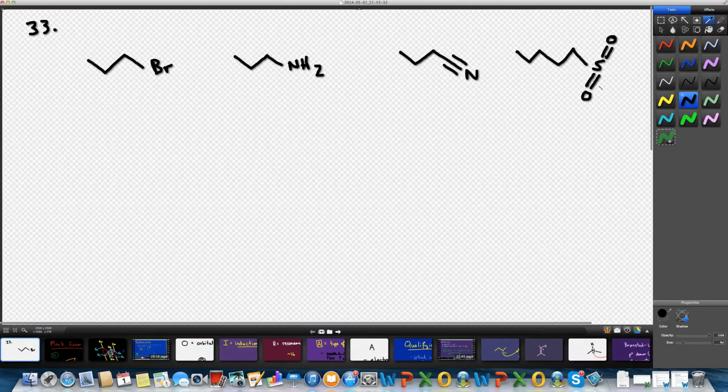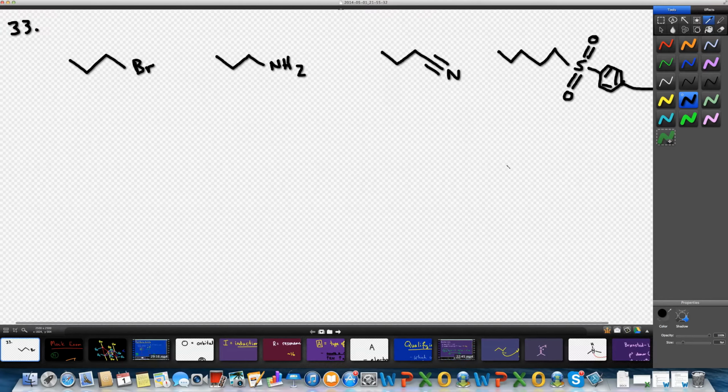And I think a lot of you may have been tempted to pick the tosylate. But in fact, we see that alkyl halides are by far and away the most common substrate used in substitution reactions. And so answer choice A is going to be the credited response in number 33.